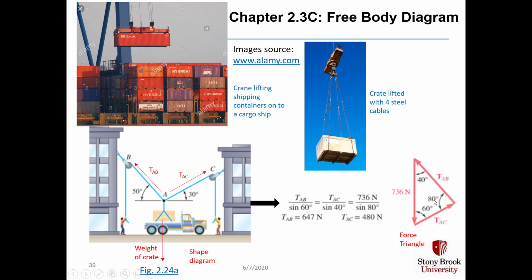And you may be wondering, why do we use the letter T? Because the letter F is the first letter of force. In this case, we're referring to T for tension, because normally forces in cables are called tension.